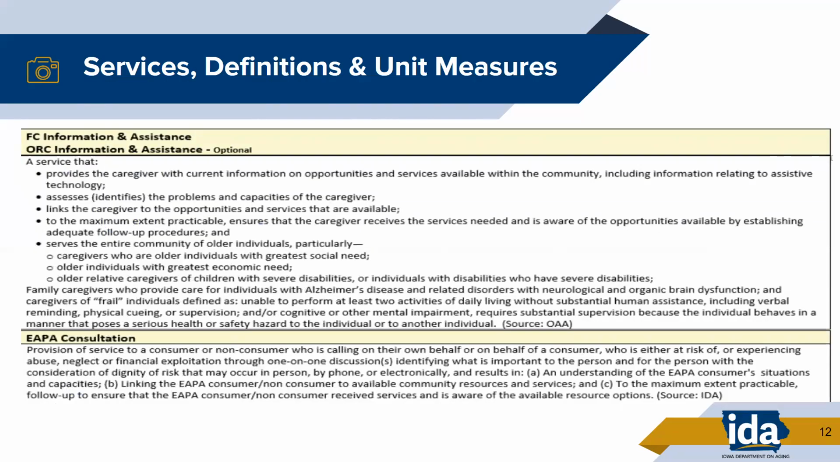This is a definition for caregiver information and assistance and older relative caregiver information and assistance. The definition is really identical, except that it includes in those priority areas family caregivers who provide care to individuals with Alzheimer's disease and related dementias.